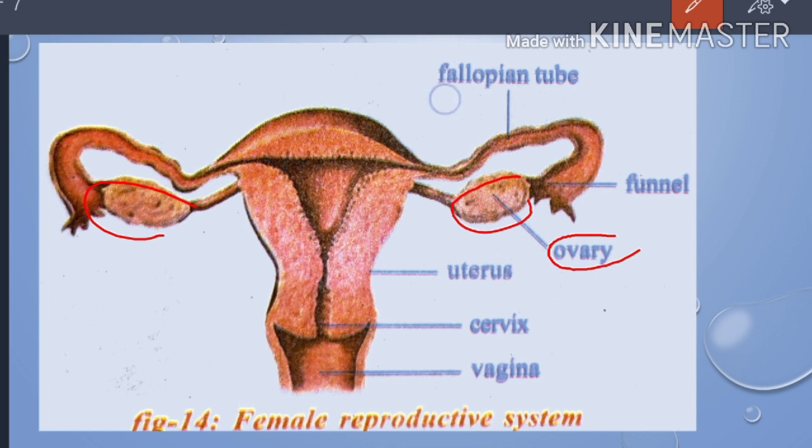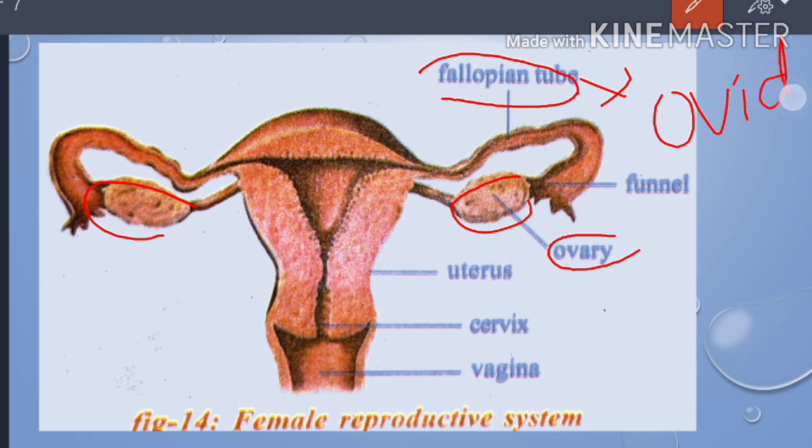Next is the fallopian tube. Here they gave fallopian tube, but in your textbook the name given is oviduct. So we should remember these two names also. The other name for fallopian tube is oviduct. The third part is the uterus and the fourth part is the vagina. You should remember the cervix, but there is no function given for it in your textbook. So we will move to each and every part very clearly.